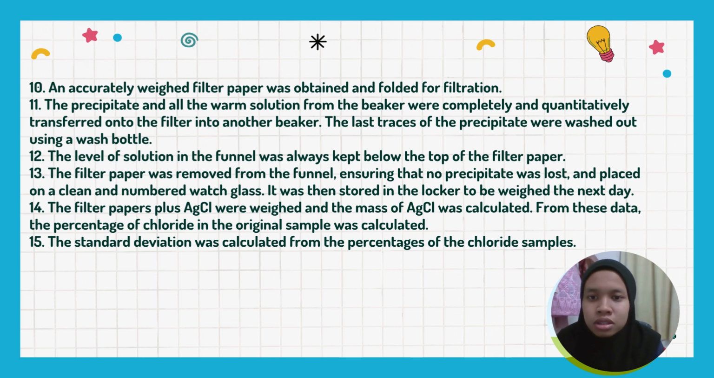14. The filter paper plus AgCl was weighed and the mass of AgCl was calculated. From this data, the percentage of chloride in the original sample was calculated. And lastly, the standard deviation was calculated from the percentage of the chloride sample.